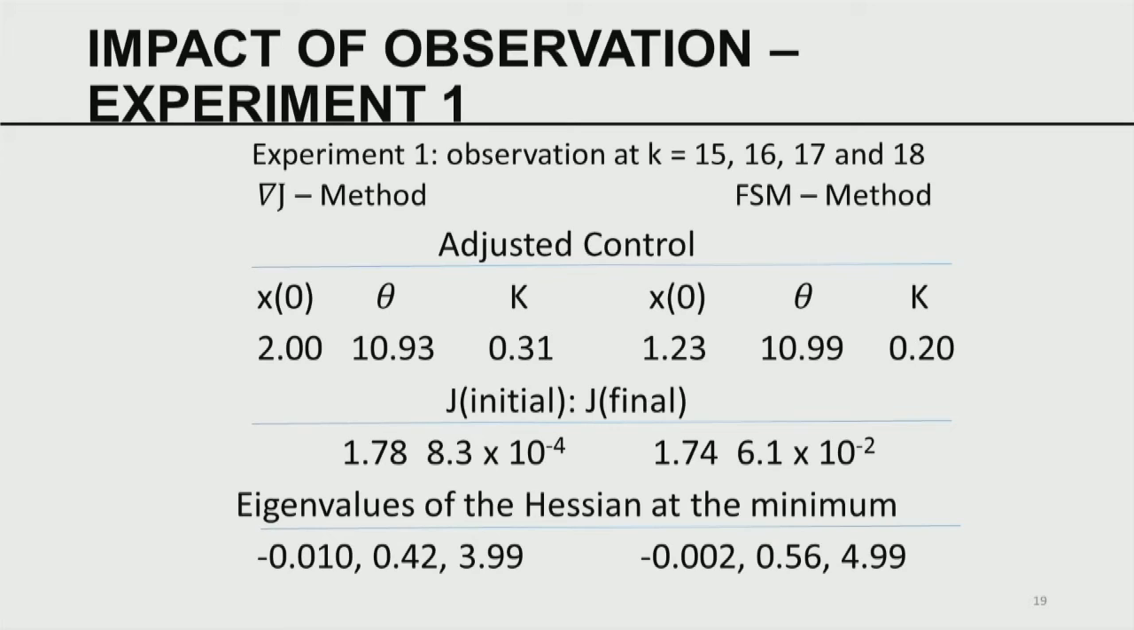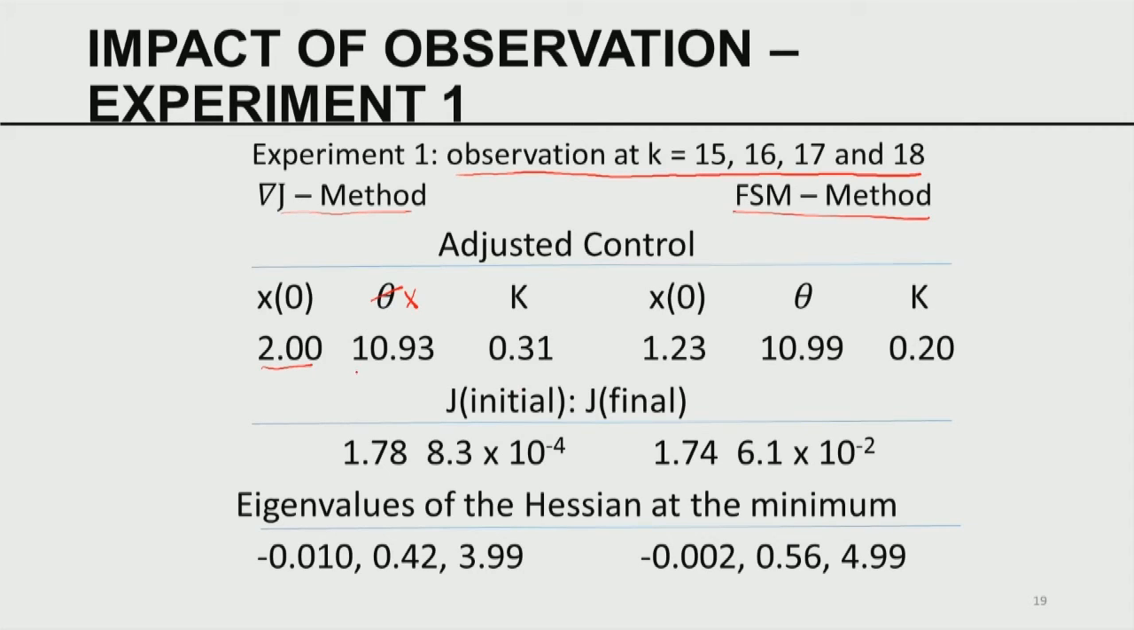Now we conduct experiments. I am going to tell you the summary of the experiments. Experiment 1. In experiment 1, I take observations at times 15, 16, 17, 18. That means I am taking observations very late in the game. I am computing delta J using 4D-Var and the forward sensitivity method. Initial condition, theta must be x actually. Okay, initial condition x naught is 2.